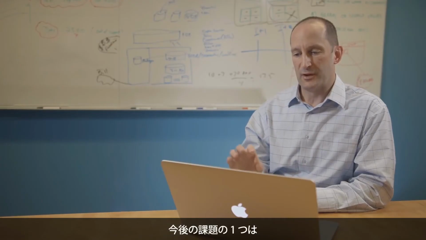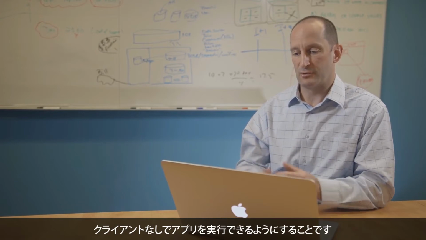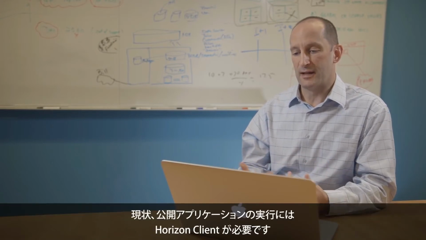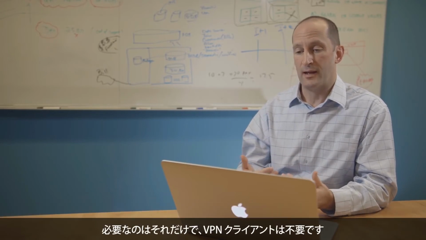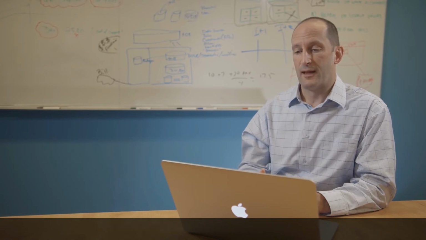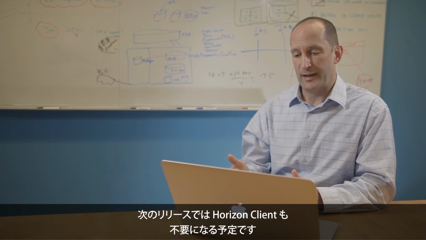One of the things that is going to be needed in a coming release of the solution is the ability to run these applications without the aid of a client. Today, to run a virtual published application, we have to have a Horizon View client installed. It's the only thing that's required. You don't need a VPN client. And in our next release, you won't even need the Horizon View client.